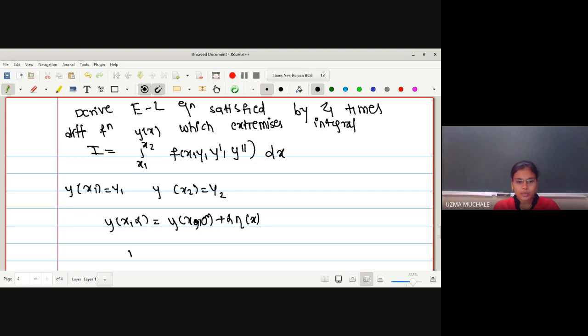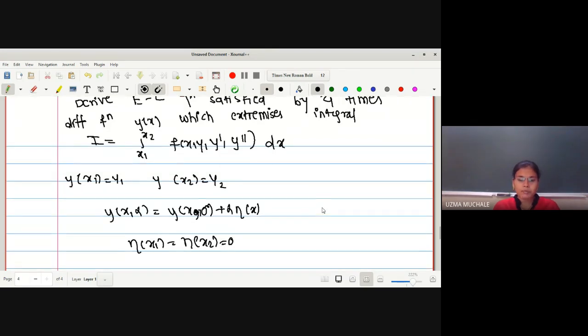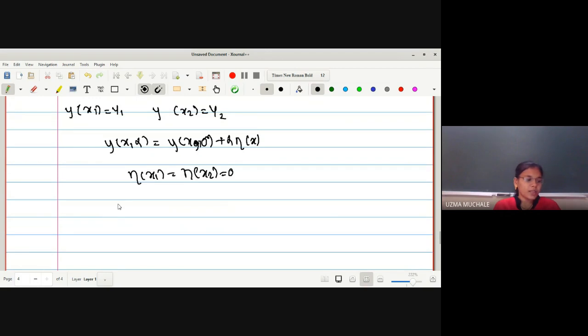And then if we are going to use the basic lemma of calculus of variations, eta of x1 and eta of x2 should be equal to 0, which ensures that all the paths are passing through points P and Q. Okay. After that, we have to solve the integration by using these conditions. I is equal to integration from x1 to x2 of f of x, and instead of this, we can have y of x comma alpha, y dash of x comma alpha, and next y double dash of x comma alpha.